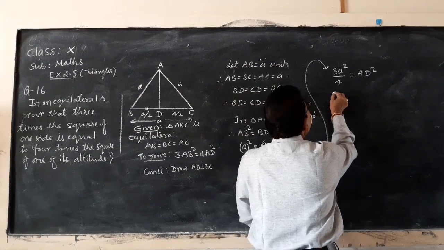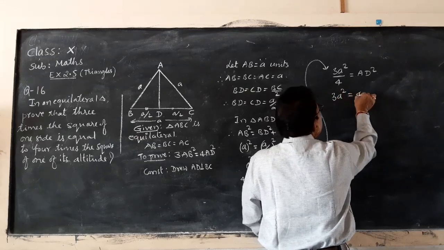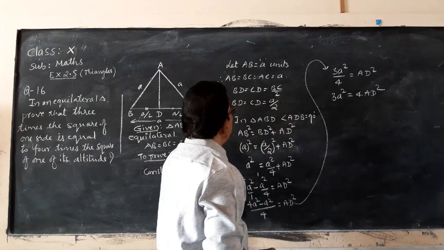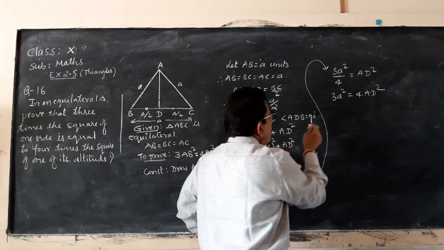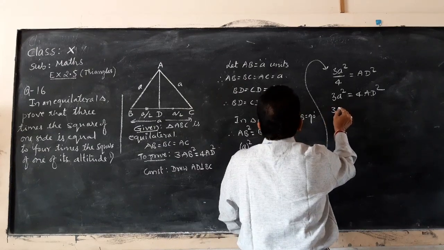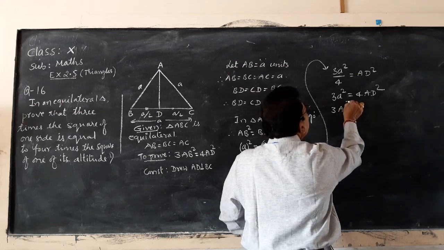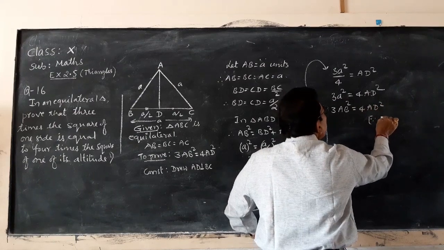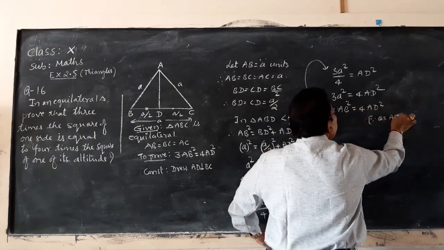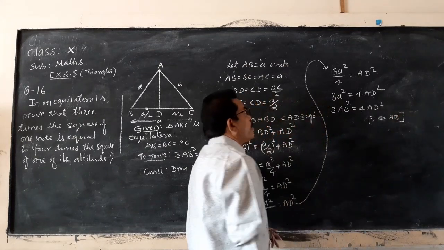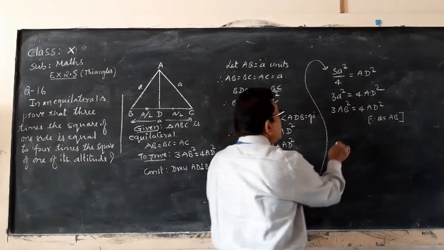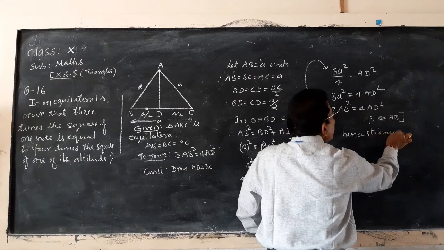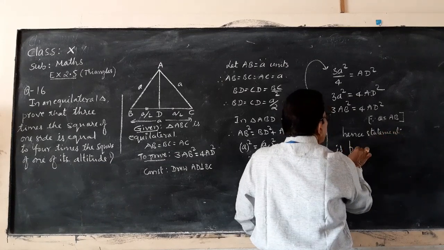Now 3A square equals, cross multiply, 4AD square. A we have considered as AB. So 3AB square equals 4AD square, because A equals AB, A square equals AB square. Hence, the statement is proved.